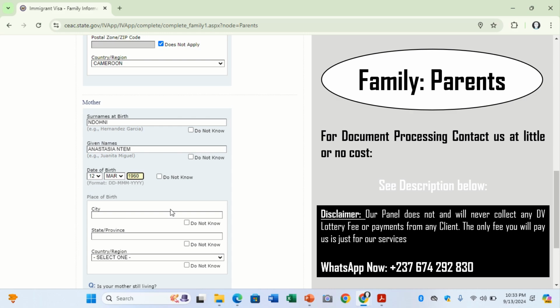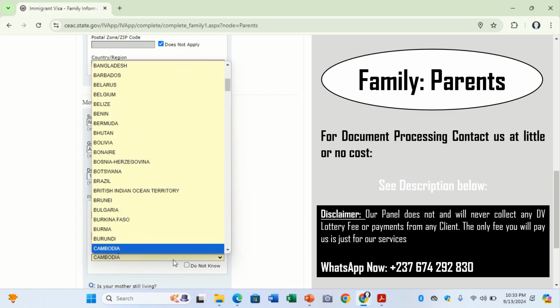And then, where is she resident now? You put the city, the state or province, and the country, if these apply. If they do not apply, you say you do not know. Then equally, is your mother still living? Yes. If the mother is no more living, they're going to ask you when the mother died, so you're going to enter that information.